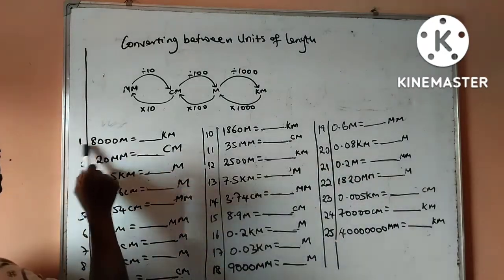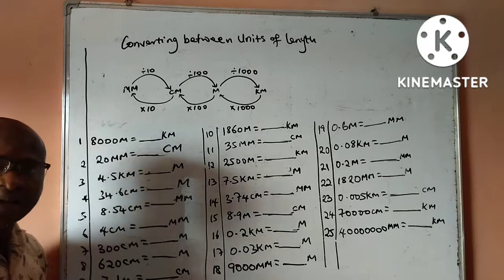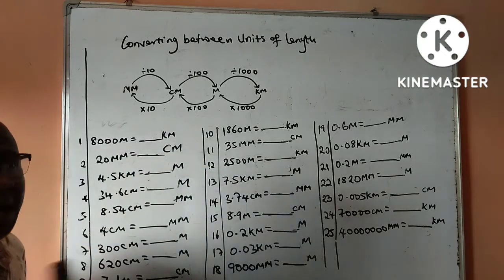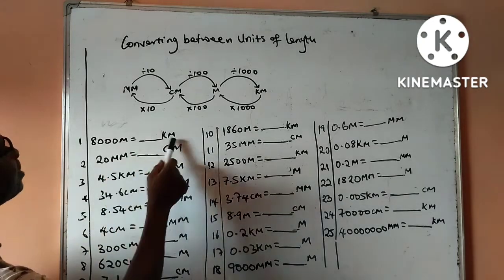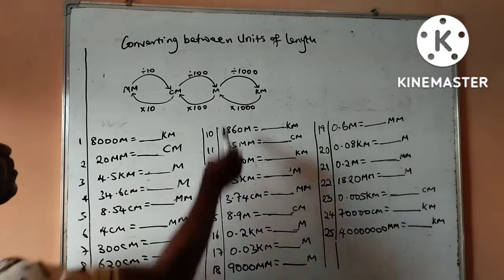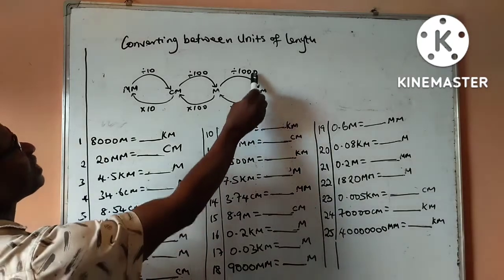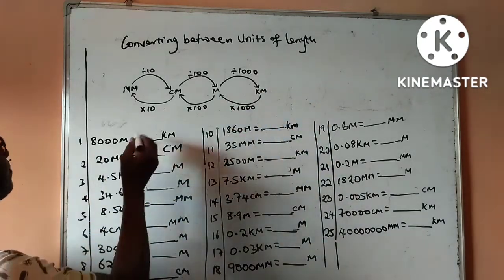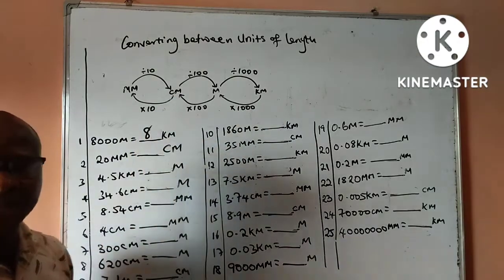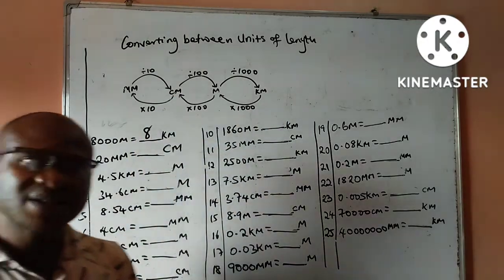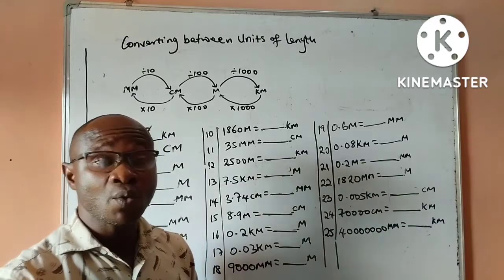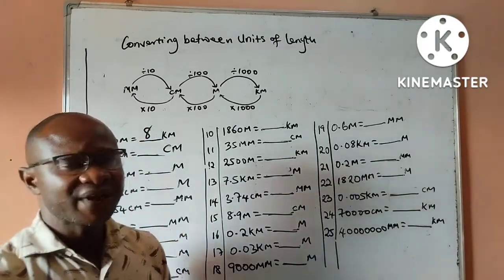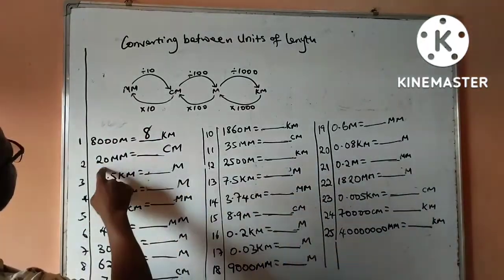So I have it. First question, 8,000 meters. How do we convert it to kilometers? We divide by 1000. From the arrow, meters to kilometers, I divide 8,000 by 1000. And when I divide this, I simply get 8 kilometers. Meaning that 8,000 meters is equal to 8 kilometers. Divided by 1000.